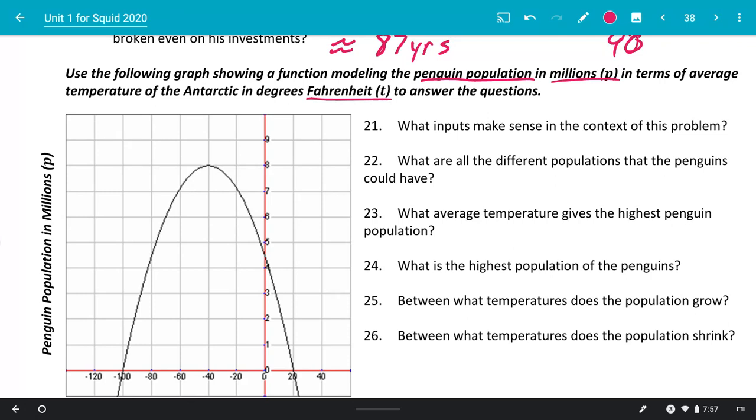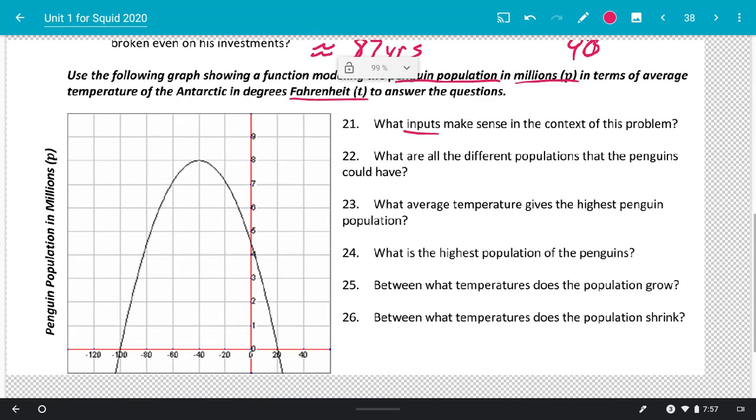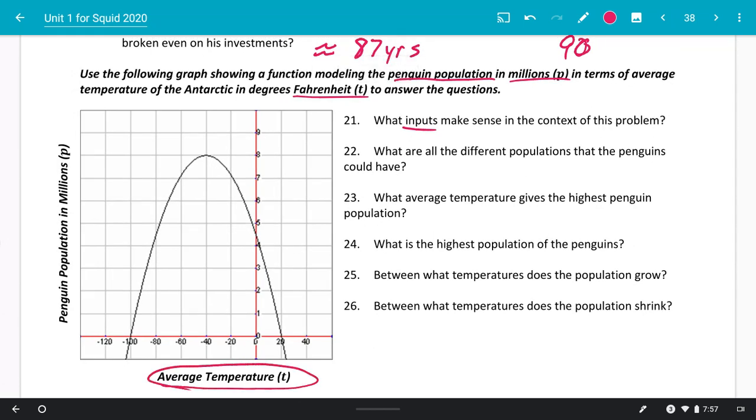Gotcha. All right. So what inputs make sense in the context of the problem? Remember, we're talking about inputs and outputs here. So our inputs are our average temperature, and then our outputs will be the population. So what average temperature makes sense in the context of the problem? Well, we're talking about population, and the lowest population we could have would be 0. So the stuff below wouldn't make sense here because you can't have a negative population of penguins. So from 0 to the highest value is about 8 million.